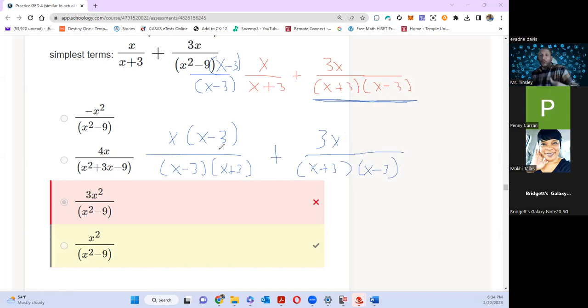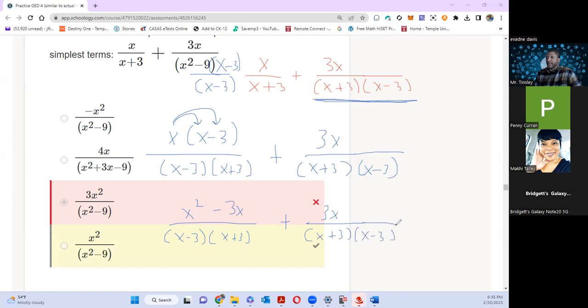Okay. So now we got to multiply that numerator. What is x times x? X squared. So x to the second power, x squared. Then what's x times minus 3? Negative 3x. Negative 3x over x minus 3, x plus 3, plus 3x over x plus 3, x minus 3.